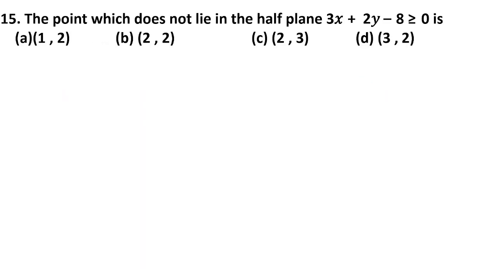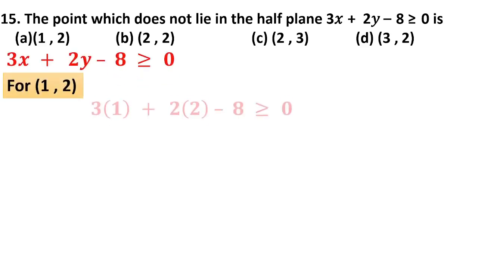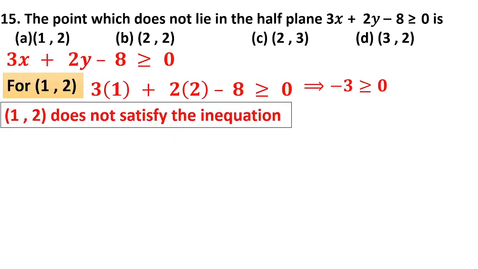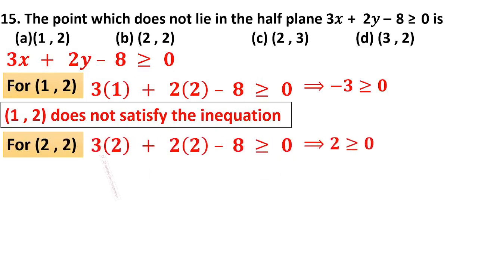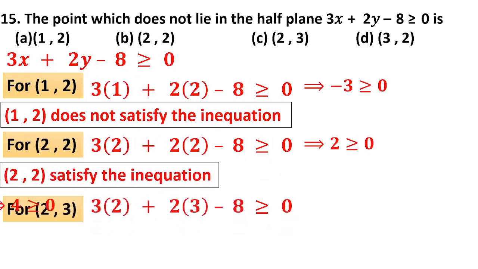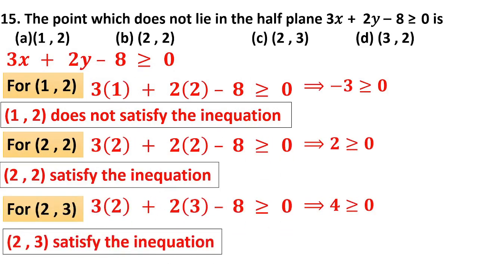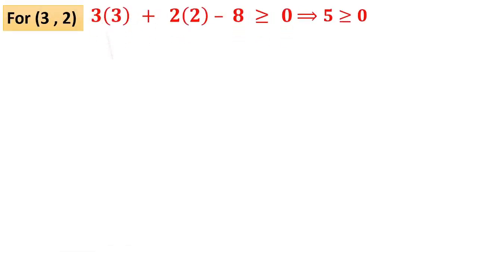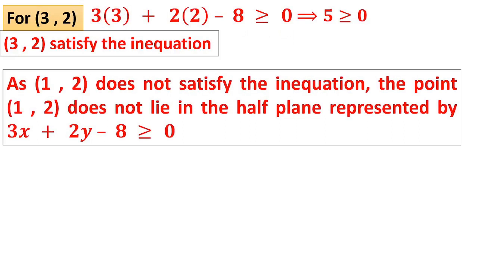7 by root 14. The point which does not lie in the half plane. Very simple. You have to check which point is not satisfying the given inequality. I am taking the first point. Does not satisfy. Second point, satisfy. Third point, satisfy. And fourth point also I am checking. Therefore, 1 comma 2 does not satisfy. Therefore, it does not lie in the half plane. Therefore, the option is A.